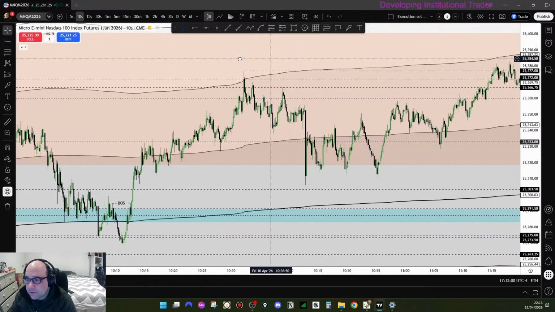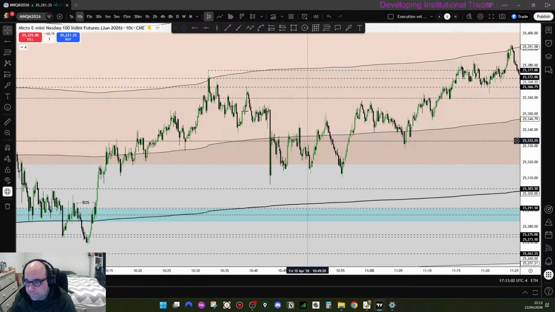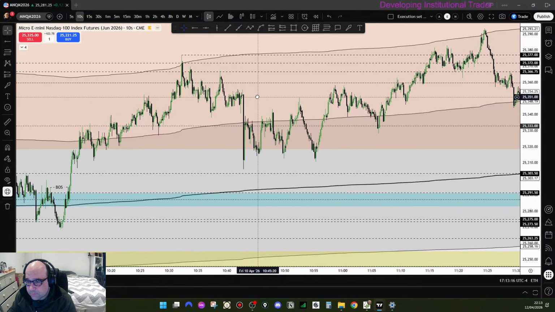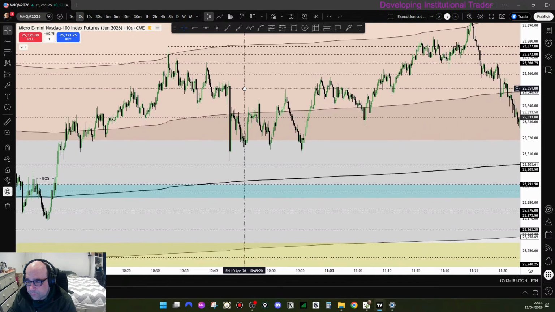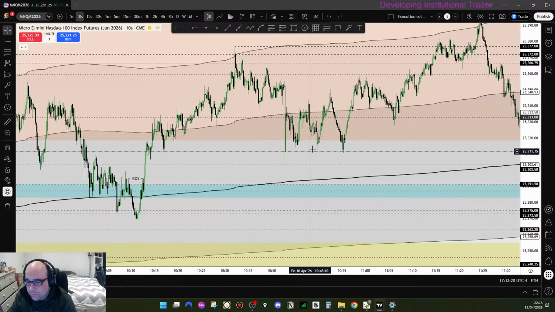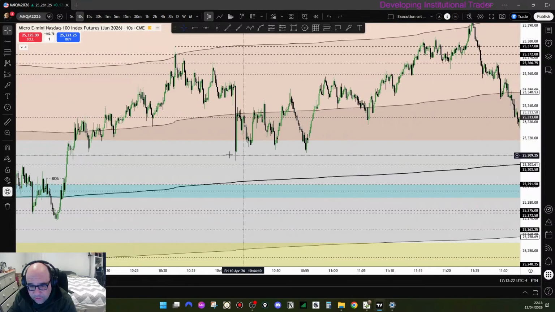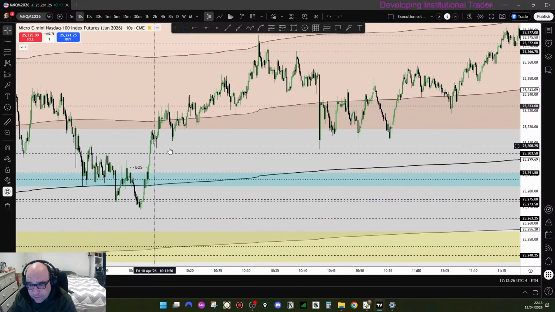So we see after the manipulation, the price goes into the VWAP again. We retrace the 50% of the imbalance, which is right here. You see, you couldn't hold above, and it heads down. I don't see anything big here. Obviously, there is a big imbalance here.